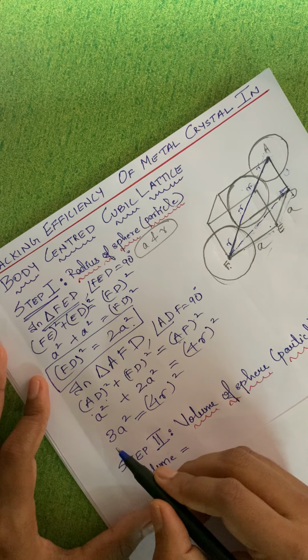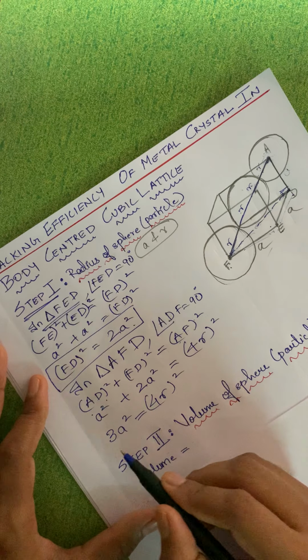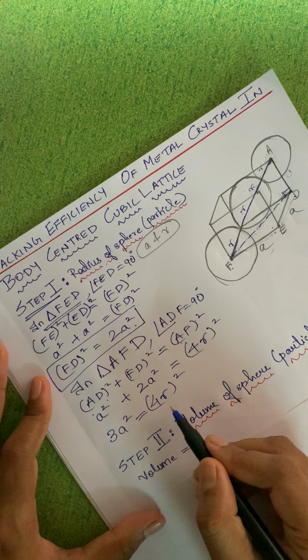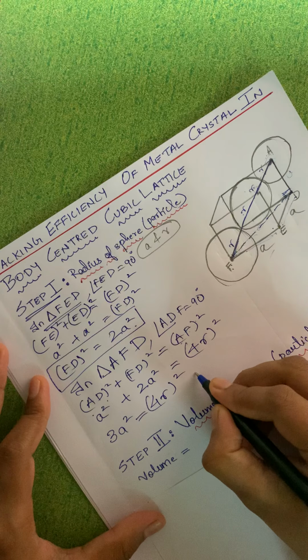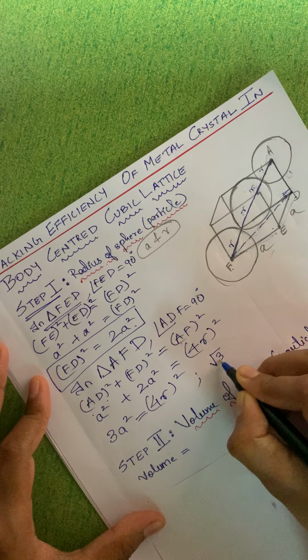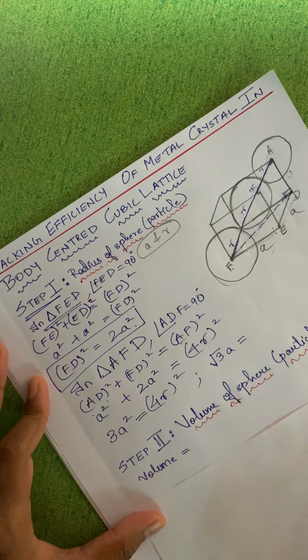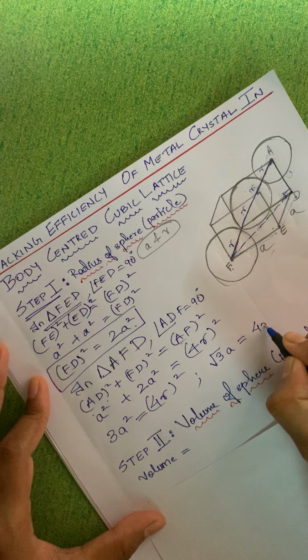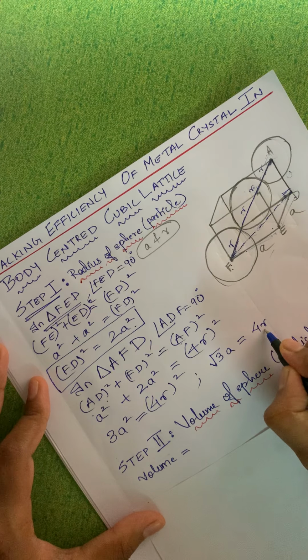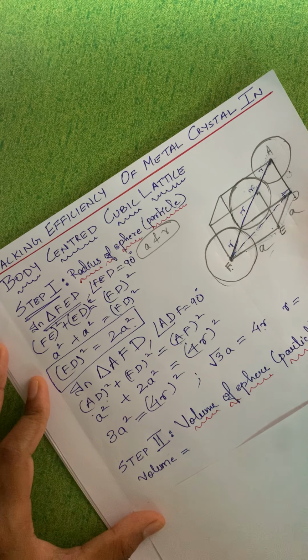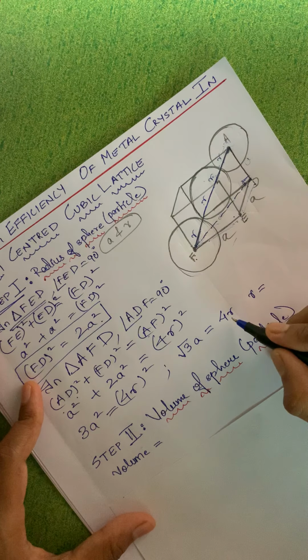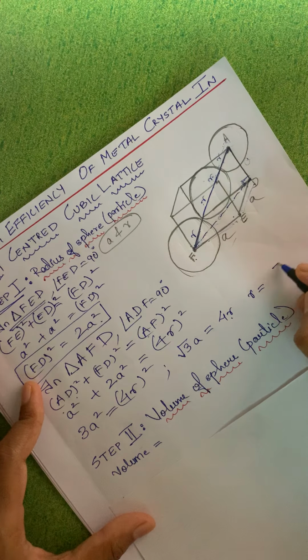Now how can I solve this? Taking root on both the sides, this will be nothing but root 3 a is equal to 4r. So I want a relation in terms of r. So I will write it as r is equal to root 3 upon 4 a. So this is my equation, nothing but my equation for r and a.